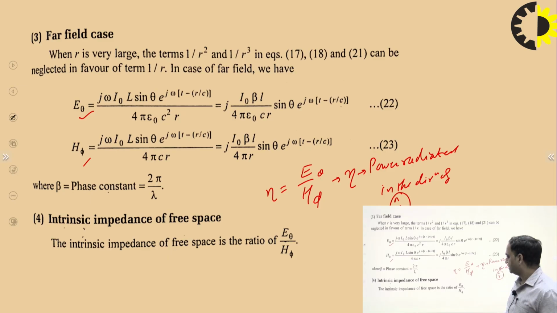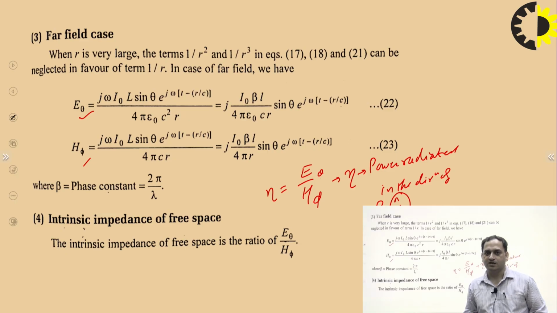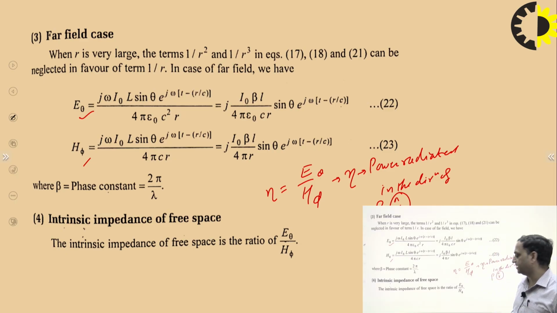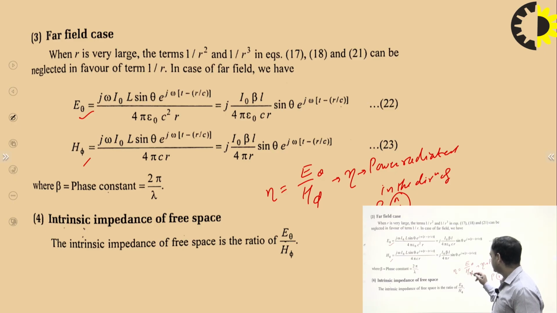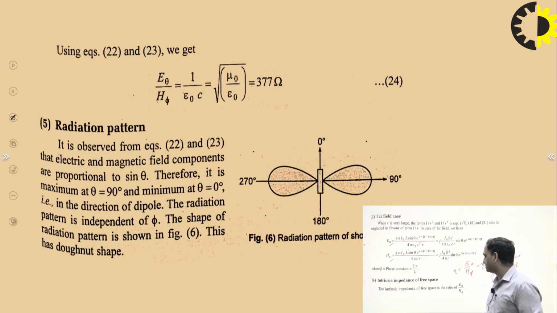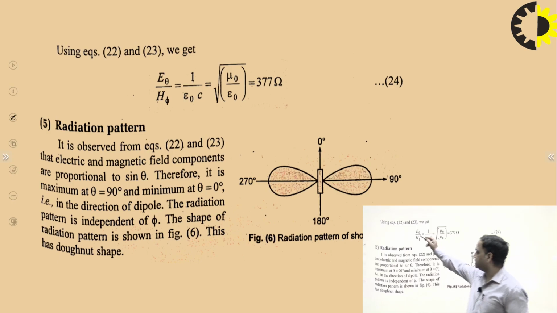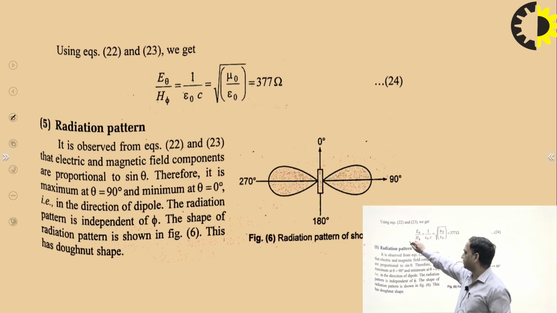Okay. So if we see the point P, the point P was at the distance of R. So it means the power radiated will be in the direction of P. That is why we have taken E theta upon H phi. So this is the intrinsic impedance. We are just simply taking the E theta and H phi from these equations.